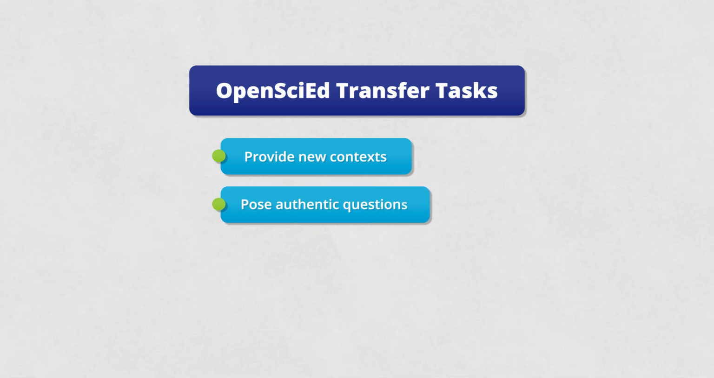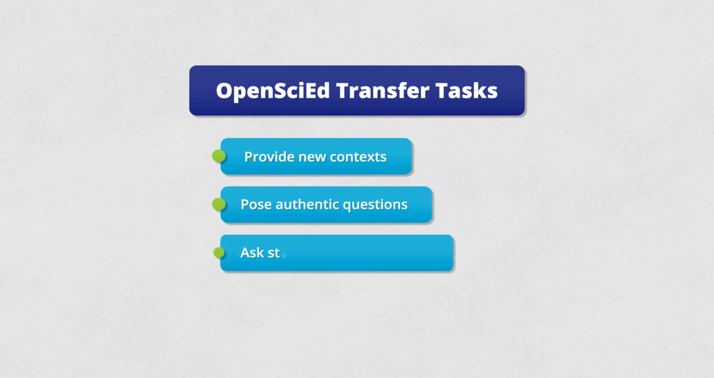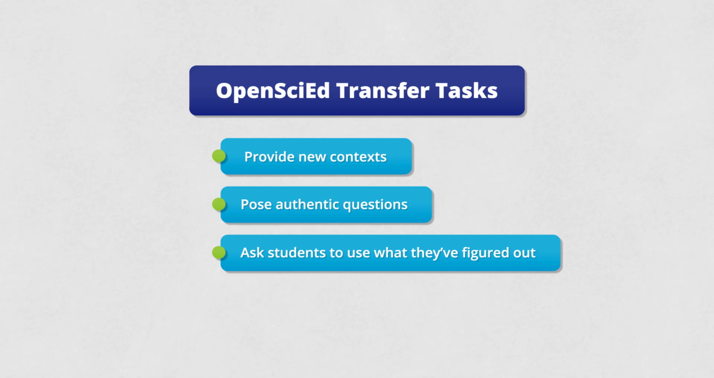That's why when we designed the transfer task in OpenSciEd, we created context that cues students to use their ideas and practices to make sense of something new. We made sure that we ask questions that feel authentic and are connected to real phenomena, and that ask students to use what they've already figured out.